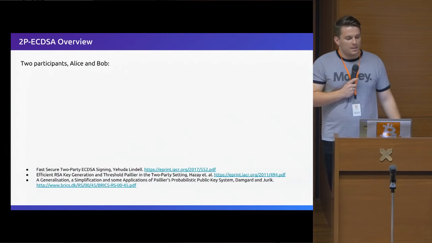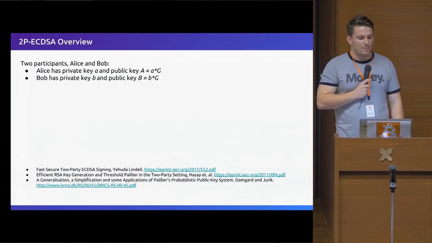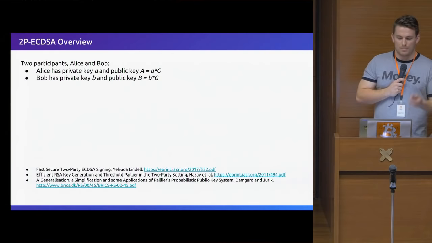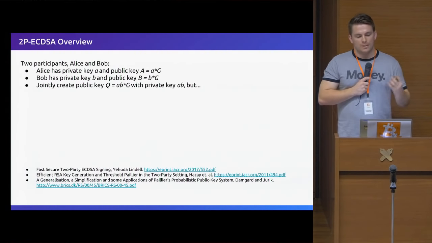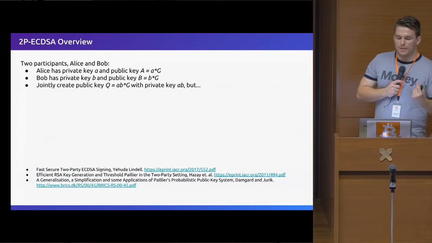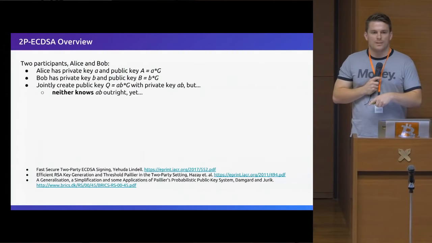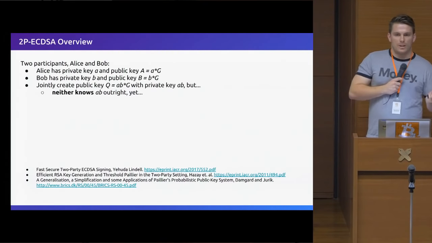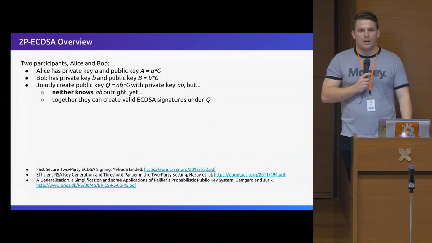So the main problem is we have Alice and Bob. Alice will have a private key, little a, and Bob will have a private key, little b. Their public keys are just those multiplied by the generator. And now they're jointly going to create a public key Q, which is both of their private keys multiplied together times the generator. But neither knows a times b directly. Each only knows little a and little b respectively. But together they'll be able to create a valid ECDSA signature under the joint public key.